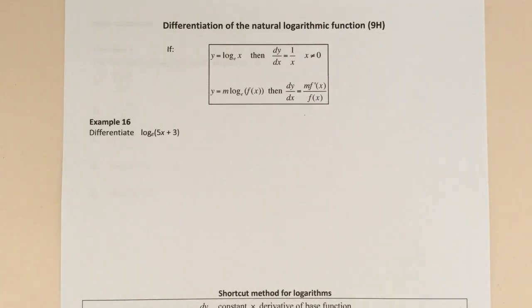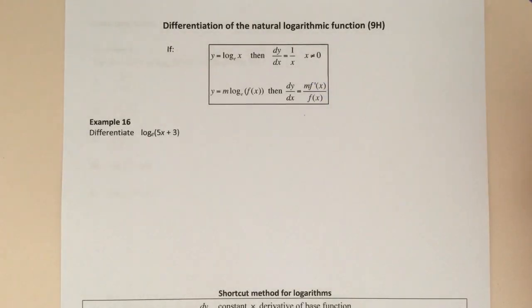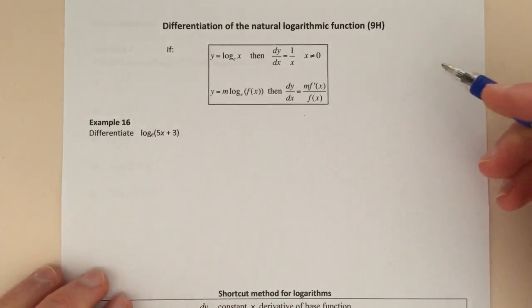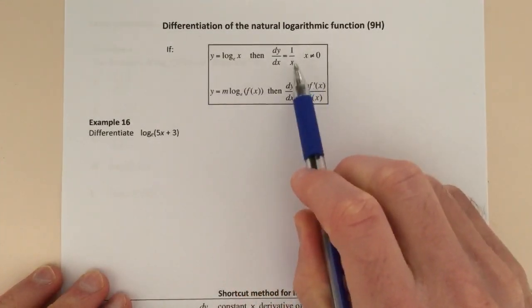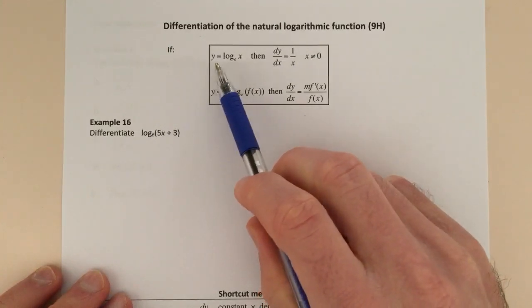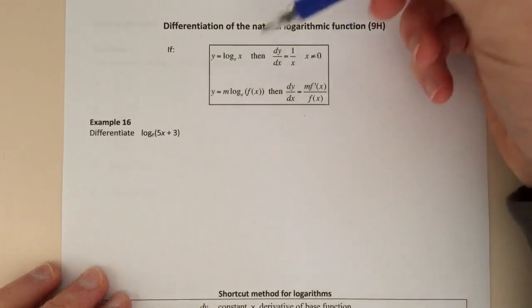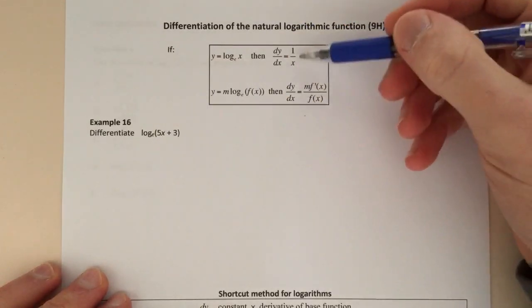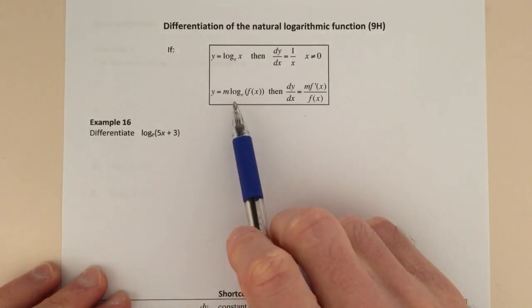G'day Maths Method students. In this video we're going to have a look at how we differentiate the natural logarithmic function. The key thing to understand straight away is that the derivative of log e of x is 1 over x. So if y equals log e of x, then dy dx equals 1 over x. So when we differentiate log e of something, it's going to have 1 over something in the answer. And for more complicated expressions, we use the chain rule.